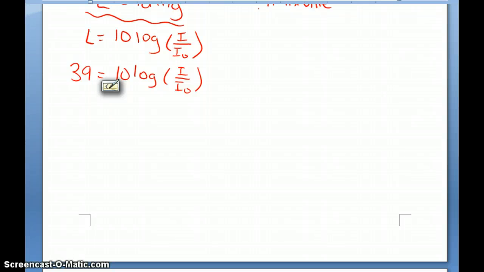Alright. So then from there, what we can do is get this log of I divided by I naught by itself. So let's get rid of this 10. And how are you going to get rid of that? These two here are multiplying together. So if 10 and log of I divided by I naught are multiplying, then let's divide each side by 10. And what we're left with is 3.9 is equal to the log of I divided by I naught.